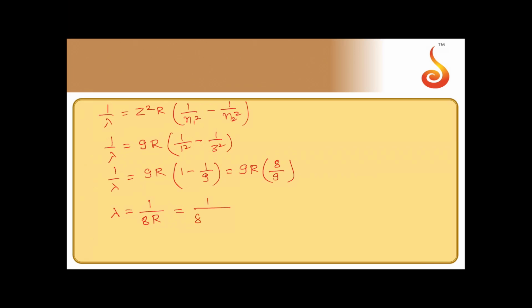So that is equal to 1 divided by 8 into 1.097 into 10 to the power 7. That's the value of R. So this will be roughly, if you take it as 1.1, so 1.1 into 8 is 8.8. So it will be 10 to the power minus 7 divided by 8.8. So that will give you 114 angstrom.